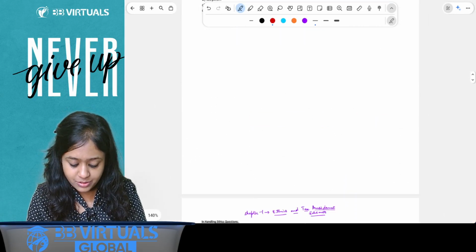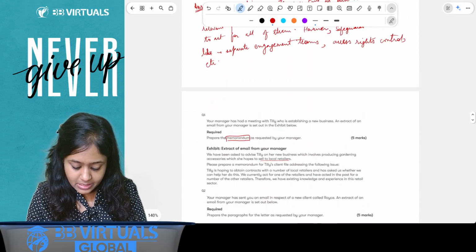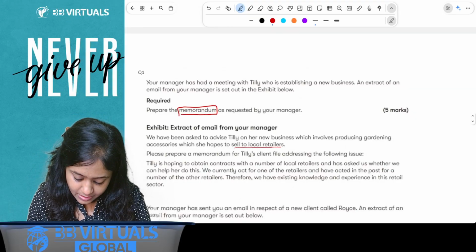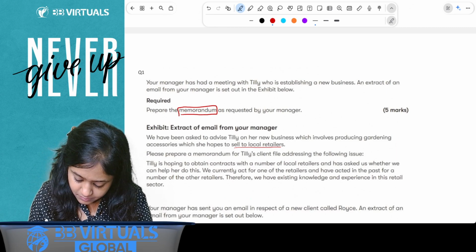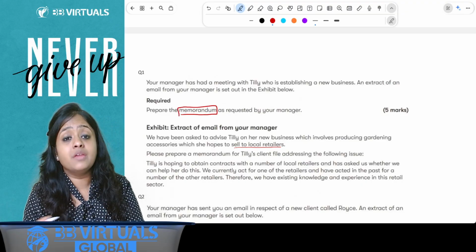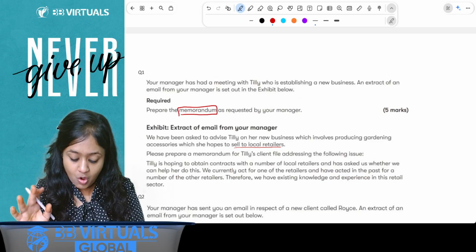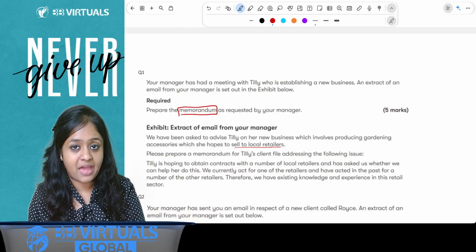Let's look at the question requirement. The heading here is advice on giving advice to Tilly, right? Giving advice to Tilly. Now, how should you be answering this question? We would start, the right answer is in paragraphs.